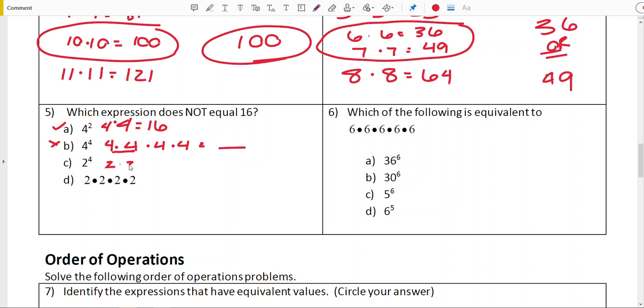C is going to be 2 times 2 times 2 times 2, which by chance also matches D. So if we solve D, we can figure out if C works. 2 times 2 is 4, 2 times 2 is 4, multiply them together, I get 16. So both C and D equal 16. So my only answer that doesn't equal 16 is B. Now for number 6, it says, which of the following is equivalent to 6 times 6 times 6 times 6 times 6?